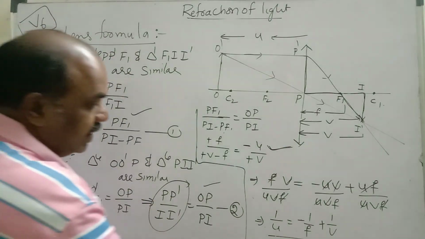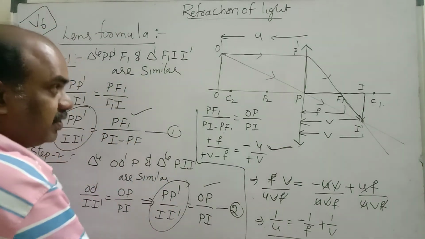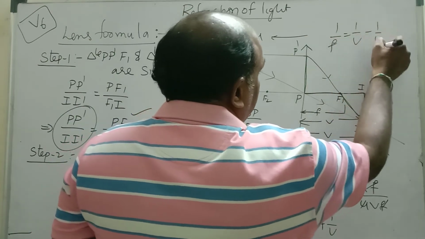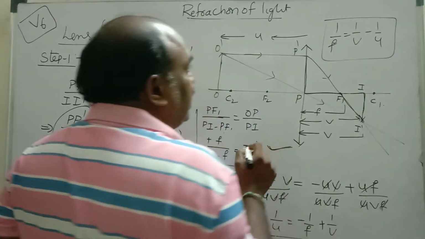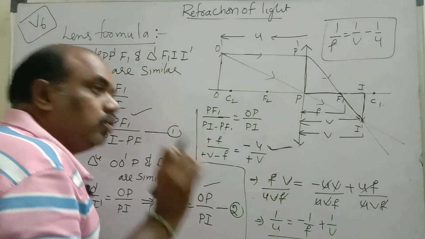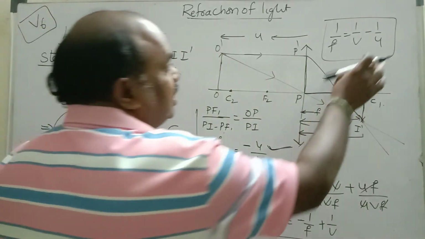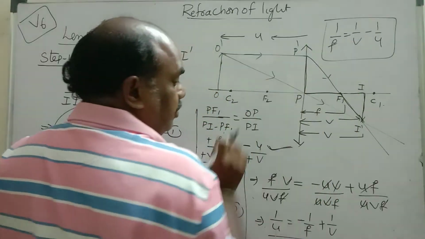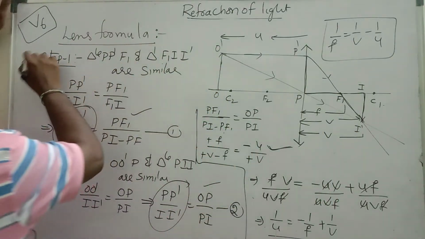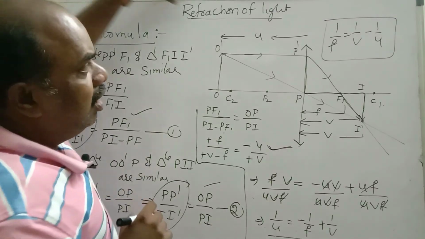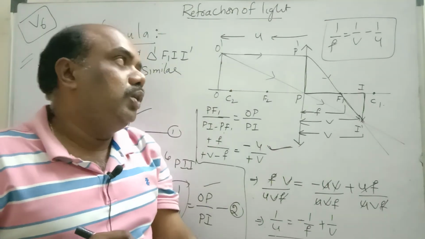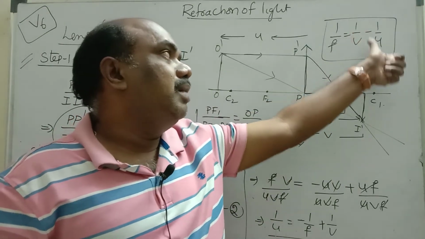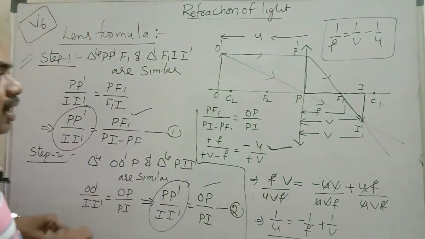Small mistake. Here U is object distance. Are you able to see? I'll write here. 1 by F is equal to 1 by V minus 1 by U, which is nothing but the lens formula. Lens formula is used to find the relation between object distance U, image distance V and focal length F. Very important problems we will see in a separate video. All problems we will do in one shot, where lens formula is 1 by F is equal to 1 by V plus 1 by U. Once again I will explain it.